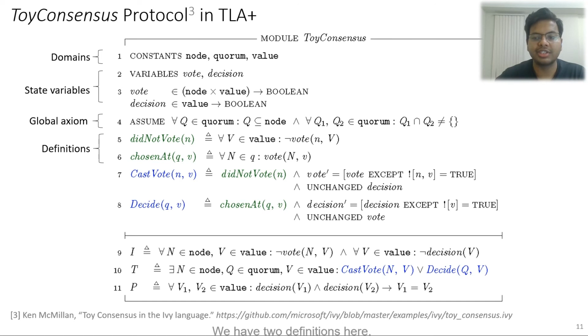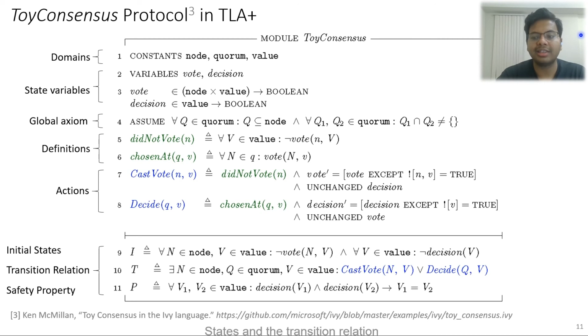We have 2 definitions here, did not vote and chosen at, which are used in describing the 2 actions, cast vote and decide. A node n can vote for a value v if n did not vote for any value, and a value v is decided if there is a quorum of nodes such that v is chosen at that quorum. At the bottom, we have the initial states and the transition relation formula, with the property defined as decision is always made at most on a single value.